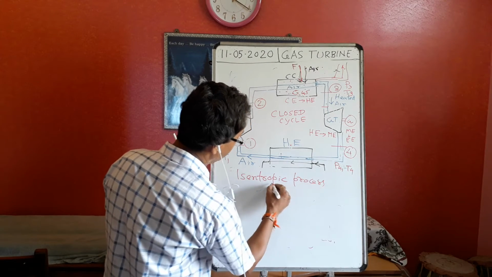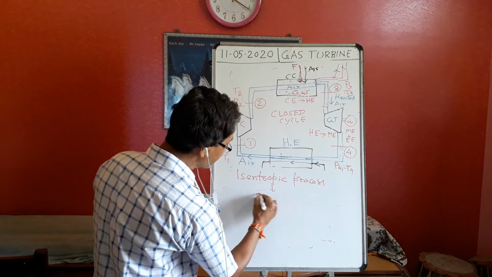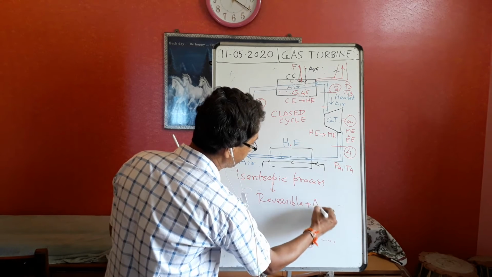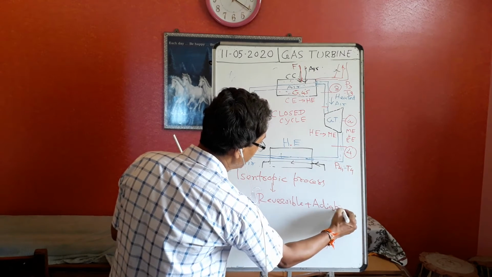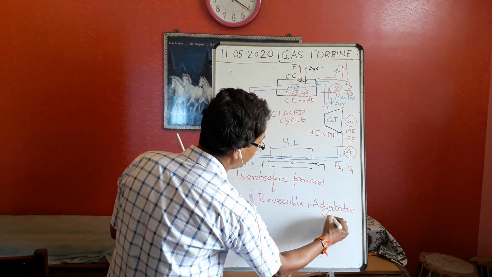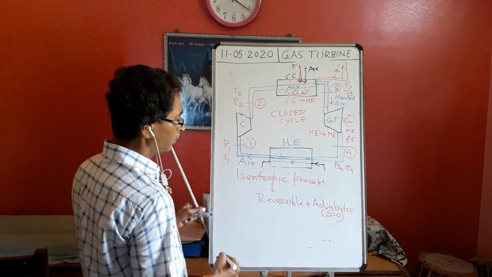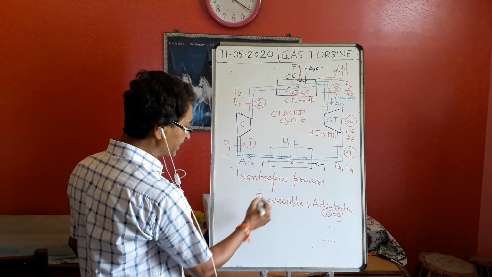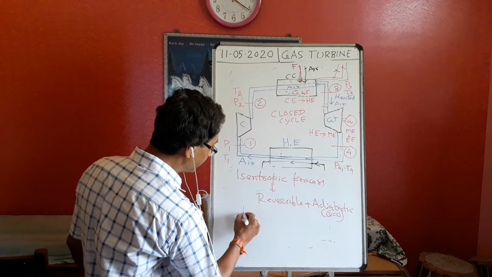An isentropic process will happen if it is reversible plus adiabatic. Adiabatic means no heat transfer, Q equal to 0. Okay. So then it will be an isentropic process. If it is an isentropic process, what is the formula?